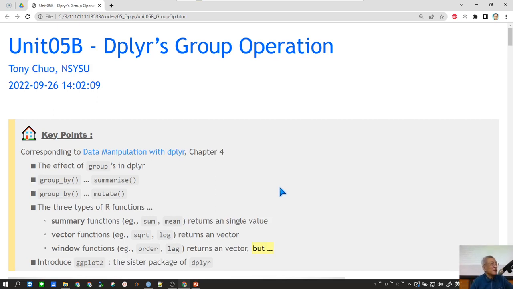I changed my mind. I want to change the order, right? So let's jump to the midterm data first before I go back to this complicated group operation, because I'm afraid that after I do this, you will get very confused.